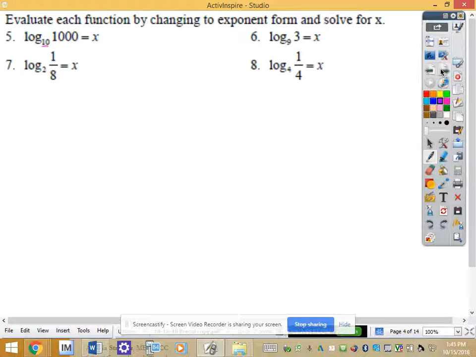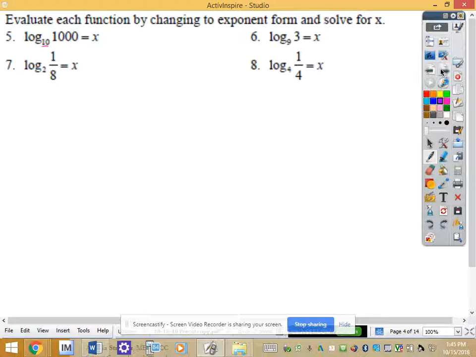It does not matter which method you use to solve. You can put them in the calculator. You can do change of base and put them in the calculator. If you can straight put them in the calculator, if it's base 10 or ln or e, you can go ahead and put those in. But you must change them first into exponent form.